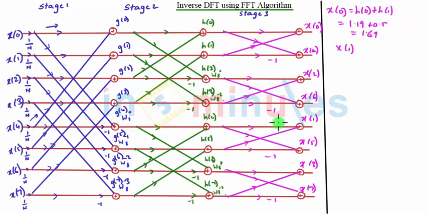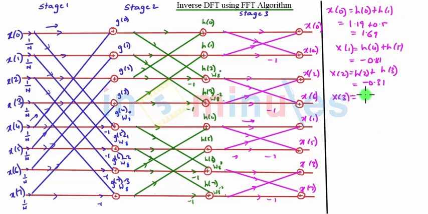X of 1, that is this point, has an input from h of 4 and h of 5. So that is just a sum of h of 4 plus h of 5, which will give us minus 0.81. X of 2 is equal to h of 2 plus h of 3, which will give us minus 0.31. X of 3 is equal to h of 6 plus h of 7 multiplied by w raised to 0. 0.19 minus 0.7 multiplied by 1, that will give us minus 0.51.